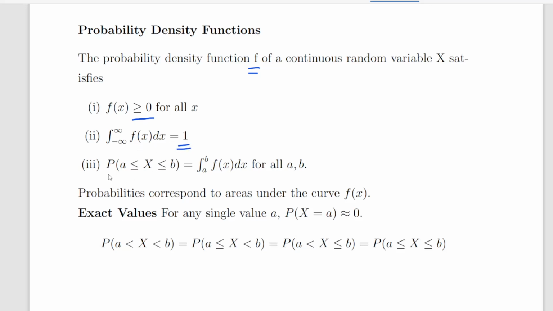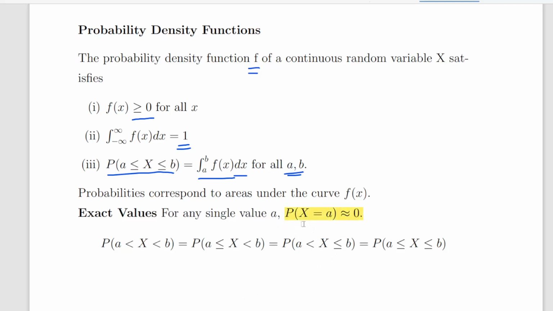Okay, and also if we want the probability of an interval of values, X between a and b, what we can do there is evaluate that definite integral where a is the lower limit, b is the upper limit, and get the definite integral of f of x dx for all a and b. Okay, now probabilities correspond to areas under the curve f of x. So for any single value a, the probability of X equal to a is negligible, so tiny that we consider that equal to 0. Okay, so that's the exact value.